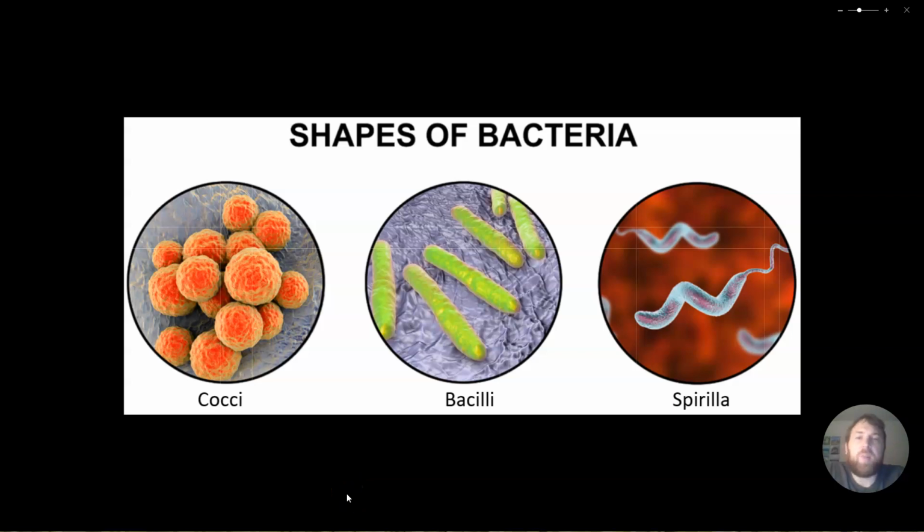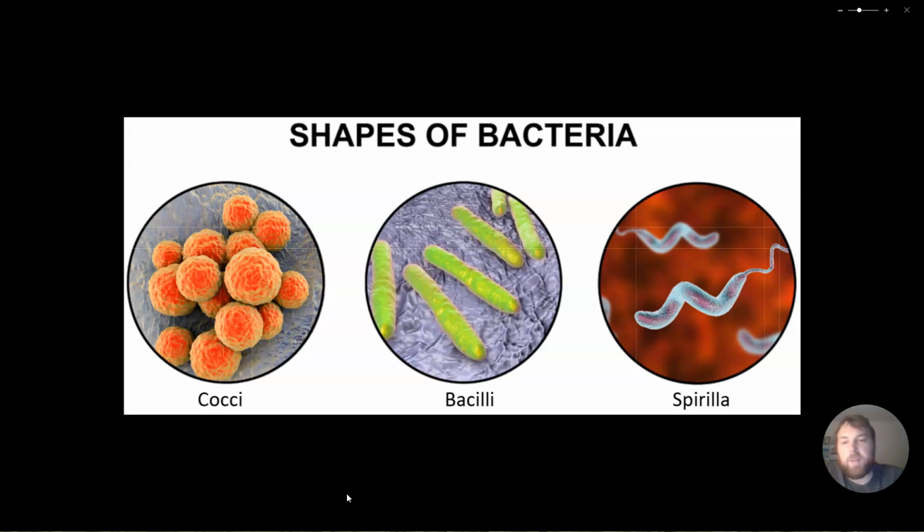Hi everyone, I wanted to take a moment and talk about the shapes of bacteria, also known as bacterial morphology. Morphology is just a fancy word for shape, as in I'm looking at particularly how the bacteria is formed, and that relates to its function, its class, and its family.